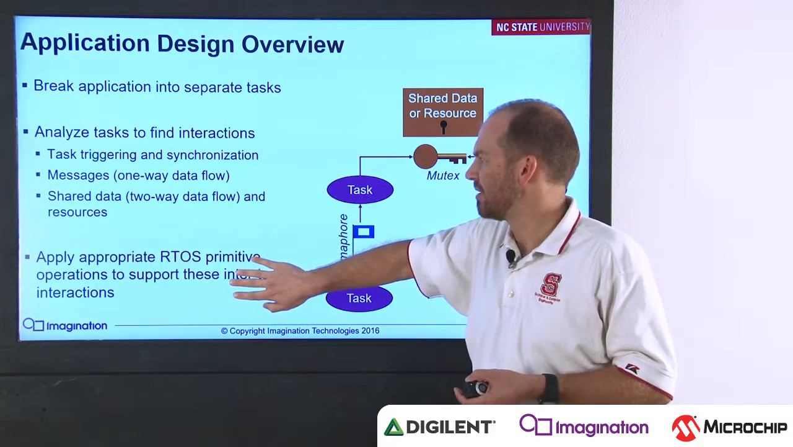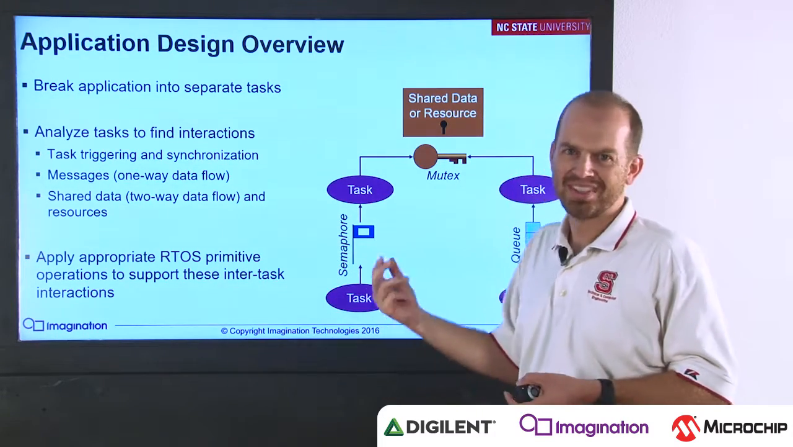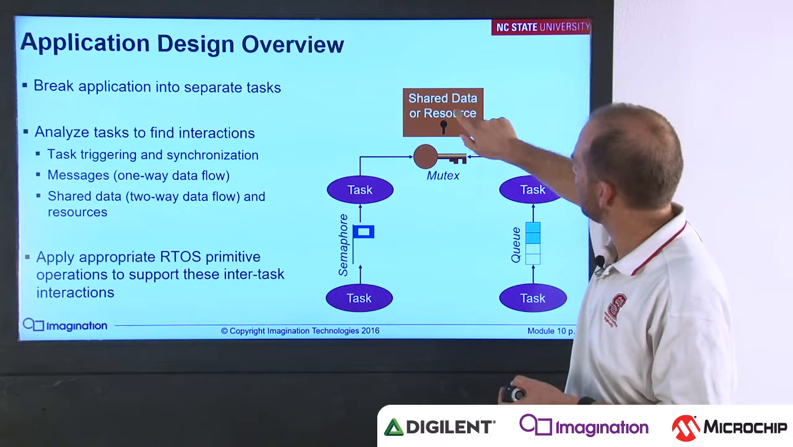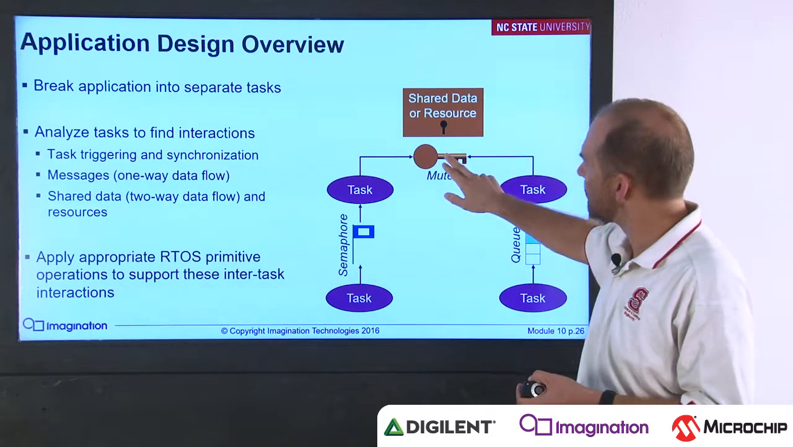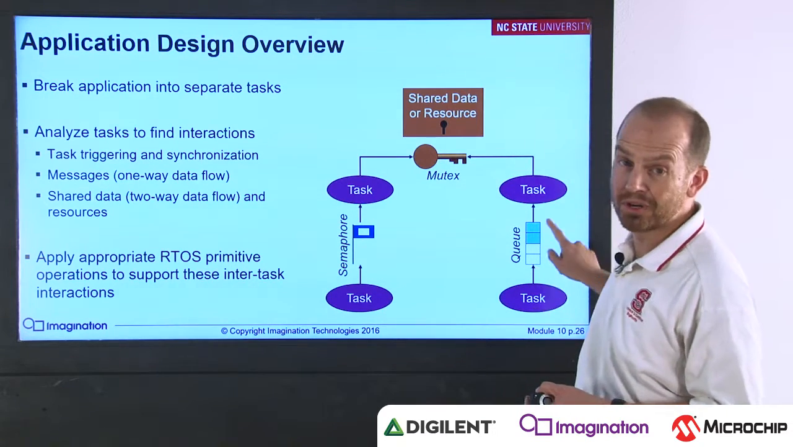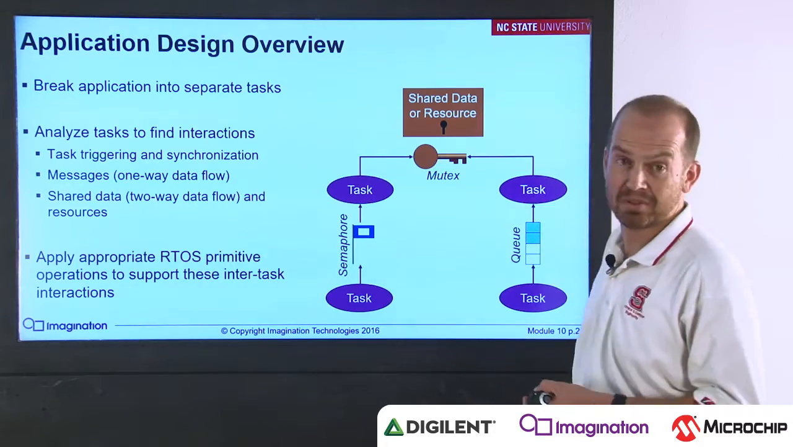We then apply the appropriate RTOS primitive operations to these intertask interactions. So we show how to protect a shared resource using a mutex. We show how to use semaphores to signal between tasks. We show how to use queues to pass multiple messages between tasks.